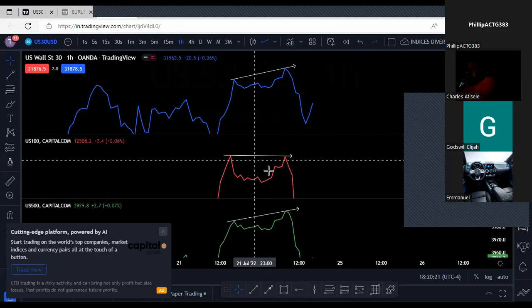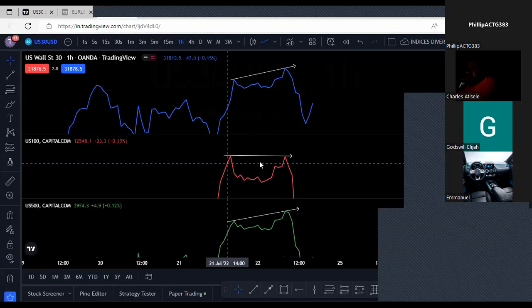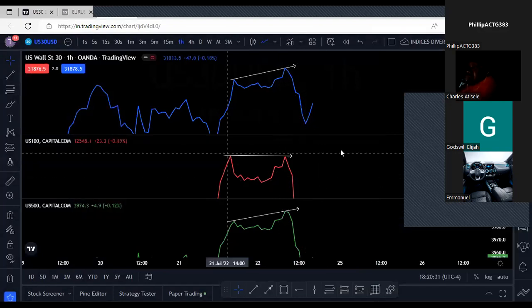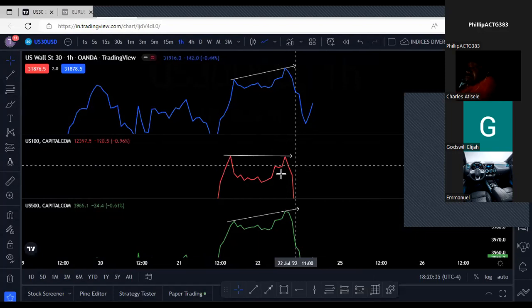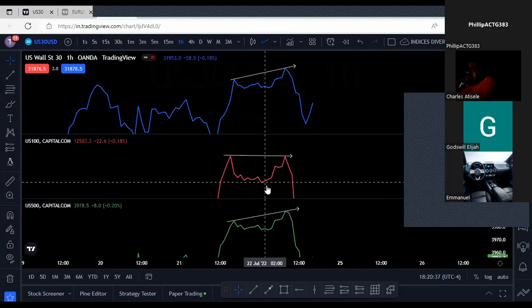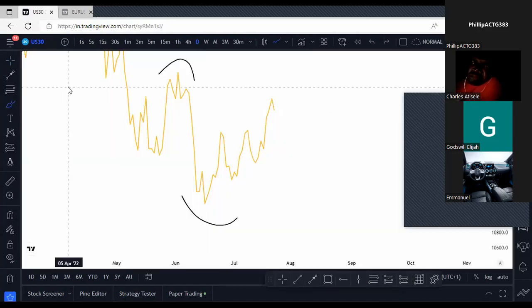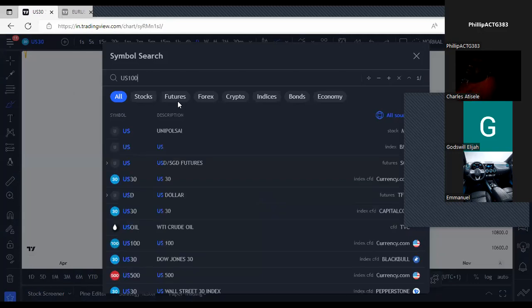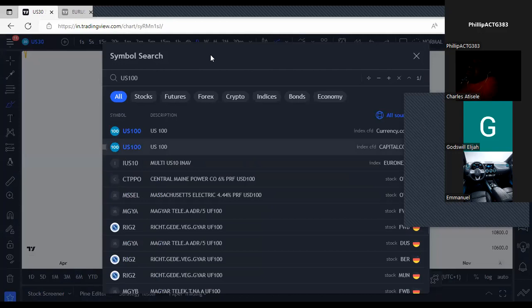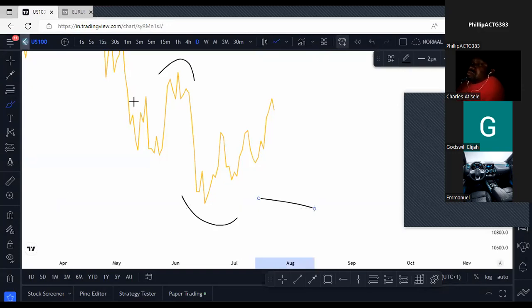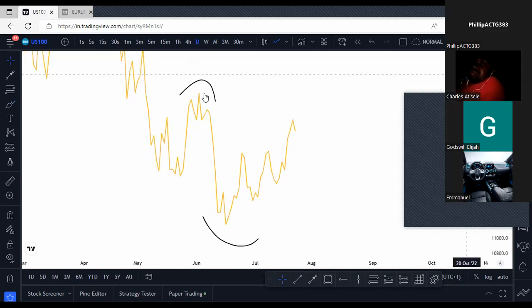Exactly. Now, going into next week, what do we expect from US 100? Now that we know that this is a sign of weakness, I just need to go and analyze just this NASDAQ and check. So let me go on to NASDAQ. NASDAQ is US 100. This is a live application of what we are doing. Okay, so this is the US 100. This is our current trading range on the daily time frame.